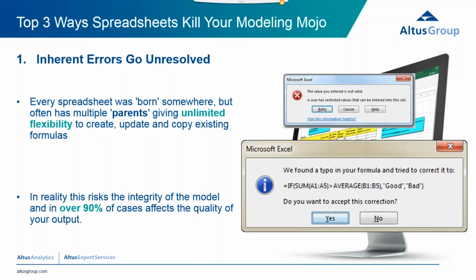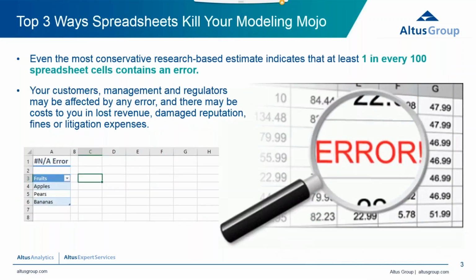So we can have typos. Even if you are the creator of a spreadsheet, you can have errors and typos and fat finger something. That's very, very common. And some of these errors won't even be seen in Excel because there is not a lot of data checking. So even the most conservative research-based estimate indicates that 1 in every 100 spreadsheet cells does contain an error. And even though we know, of course, if this is our own spreadsheet, the problems that can cause, because we can overestimate expenses, underestimate revenue, or vice versa.